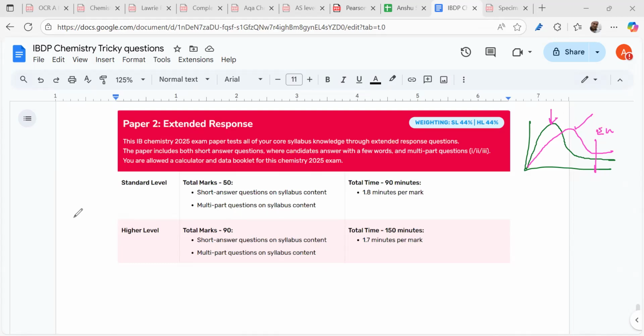So how is Paper 2 segregated? Paper 2 has a crucial 44% contribution. Yes, the SL students will have 50 marks out of it, and 90 minutes to solve that paper. The HL students will have 90 marks and 150 minutes to solve that paper.